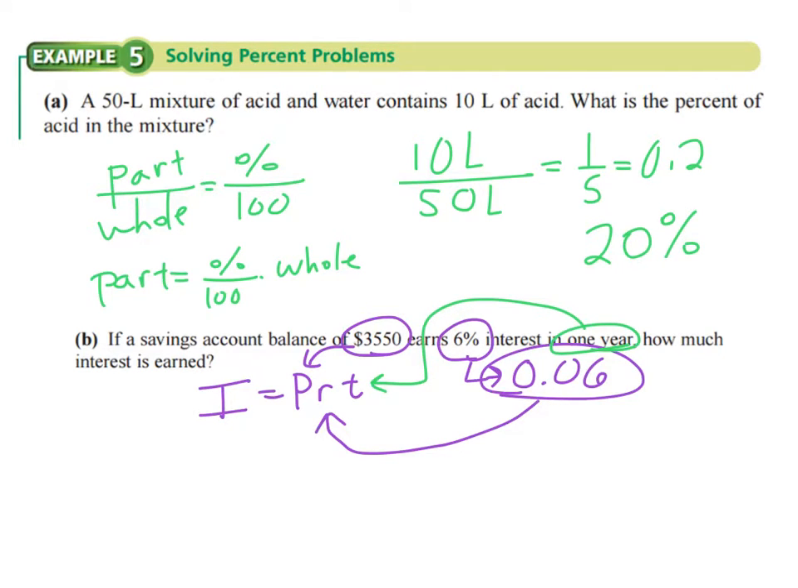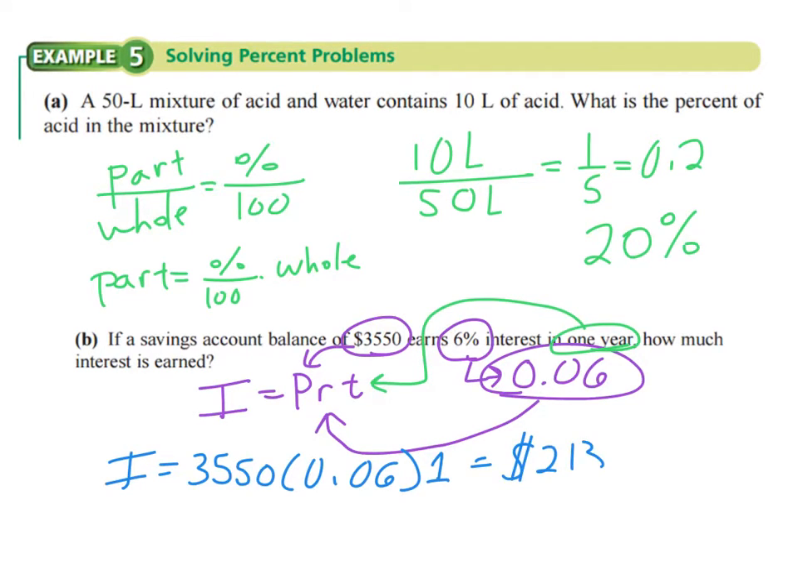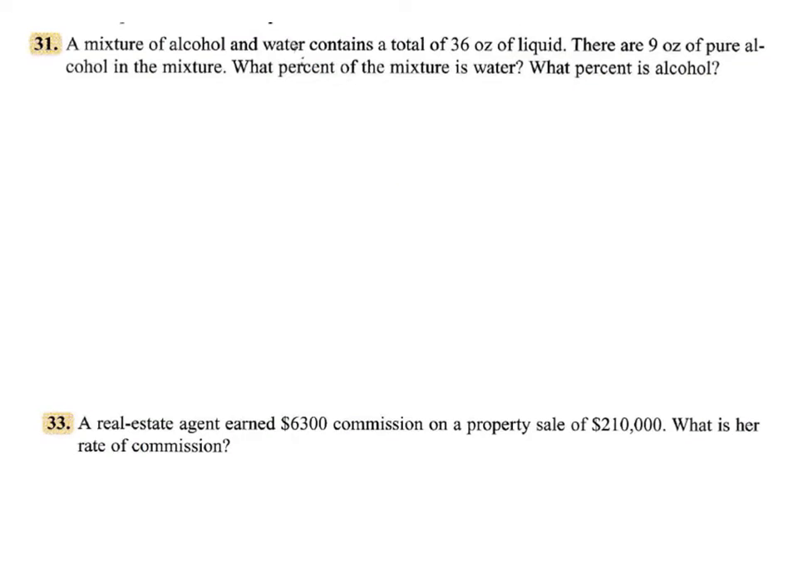So the interest earned would equal the principal of $3,550 times the rate of 0.06 multiplied by the number of years, which is 1. And of course we'll let the calculator figure that out for us. So really 6% of $3,550, they would earn $213 in interest on that savings account balance.